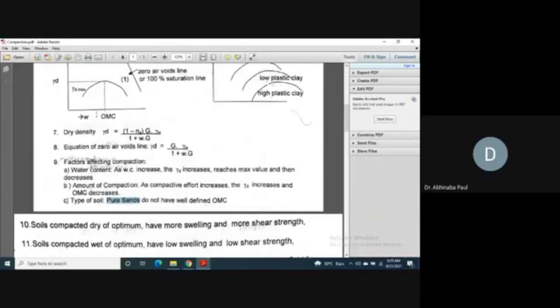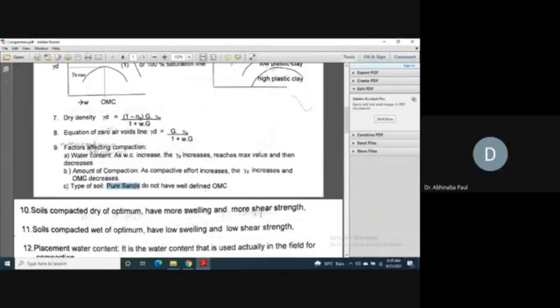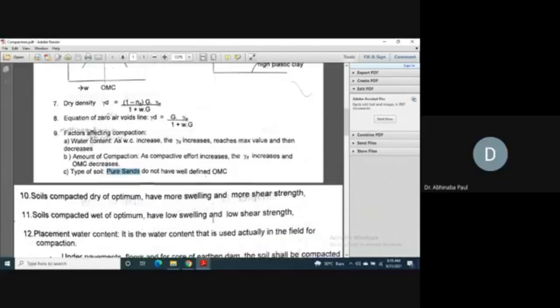When we take any water content from this left-hand range, it will have more swelling and more shear strength. Although it gives more shear strength, it has more swelling. However, soil compacted on the wet side of the optimum will give low shear strength because water is more. However, it will give low swelling. So these are the things.